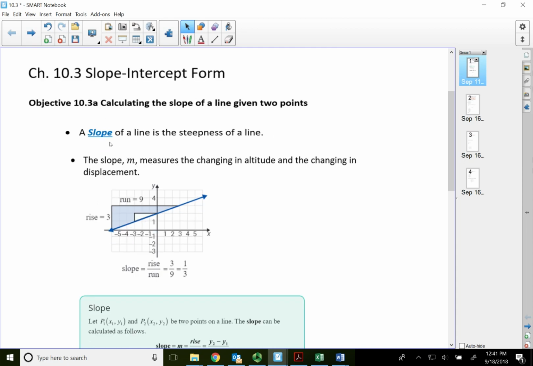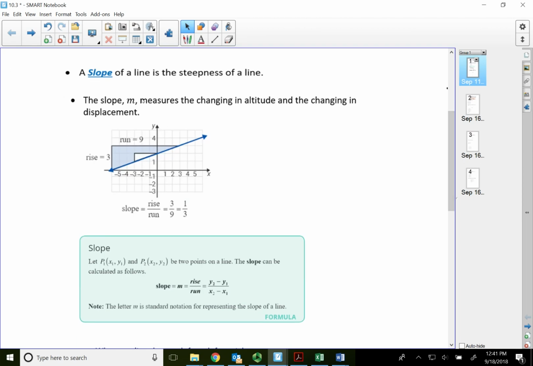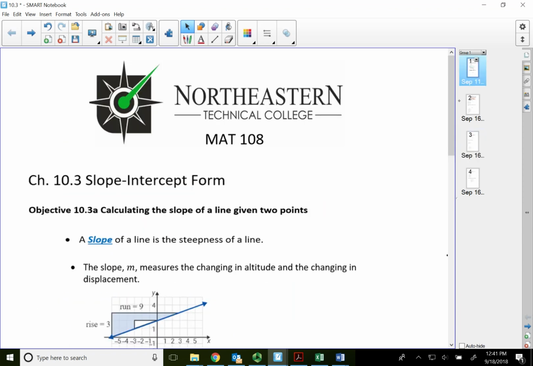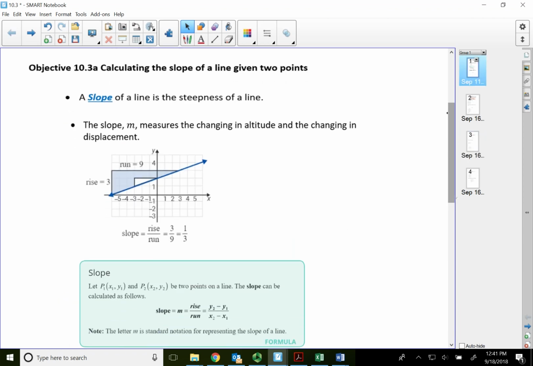2 points. So the slope of a line refers to the steepness of the line, okay? How steep a line is. Okay, so the slope, using the letter M, measures the change in altitude and the change in displacement. The word displacement means change in horizontal distance. Change in altitude is change in vertical distance.